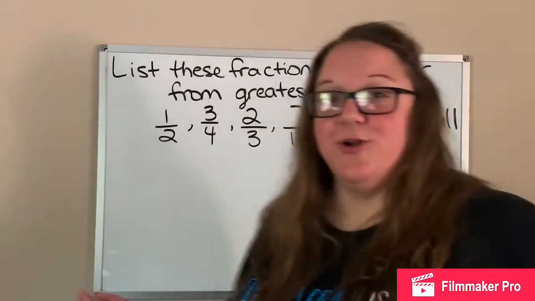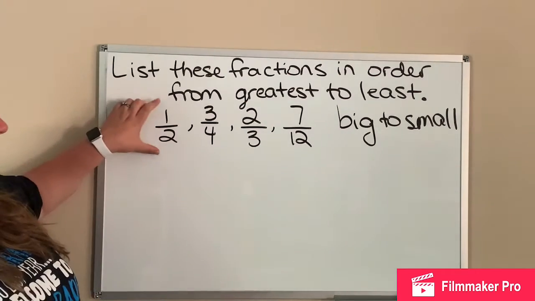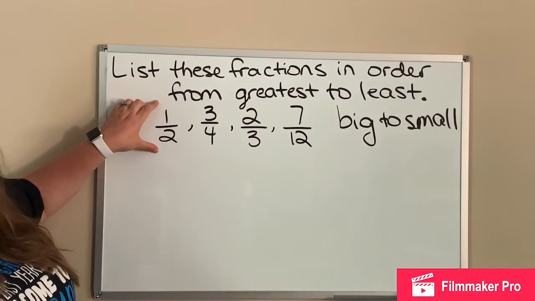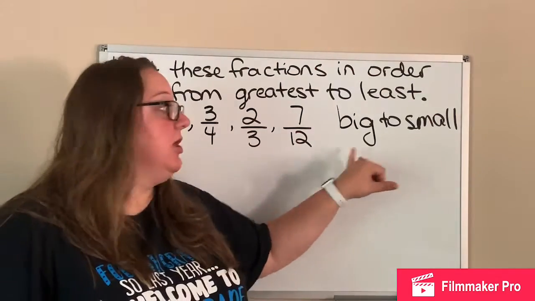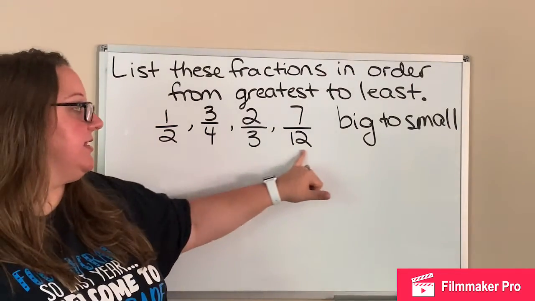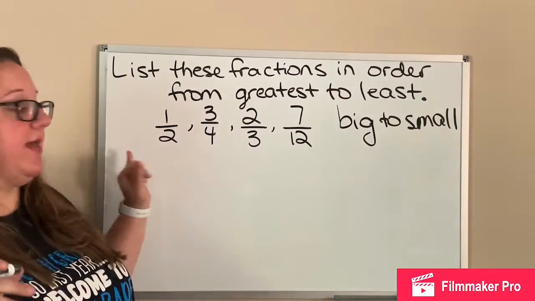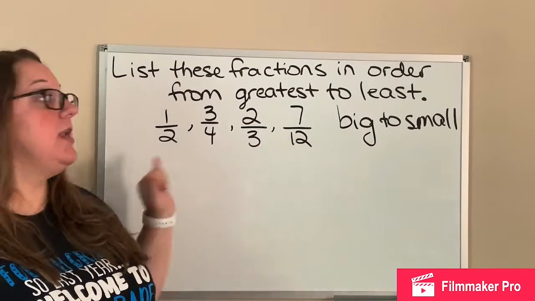Okay, so now I'm going to work on ordering my fractions. So here's my problem. List these fractions in order from greatest to least. That means they want me to go from big to small. Now, I can't put these fractions in order the way they are right now, because every single one of them has a different denominator.